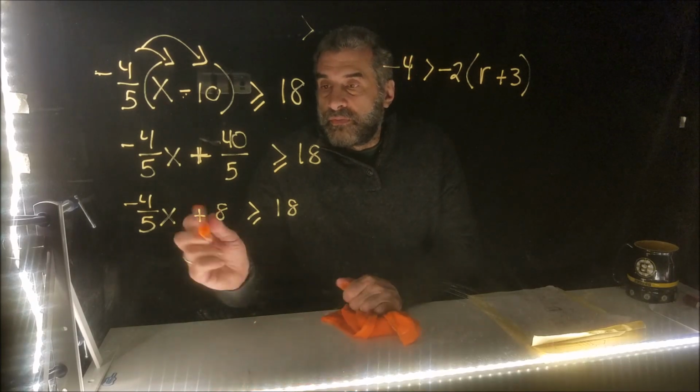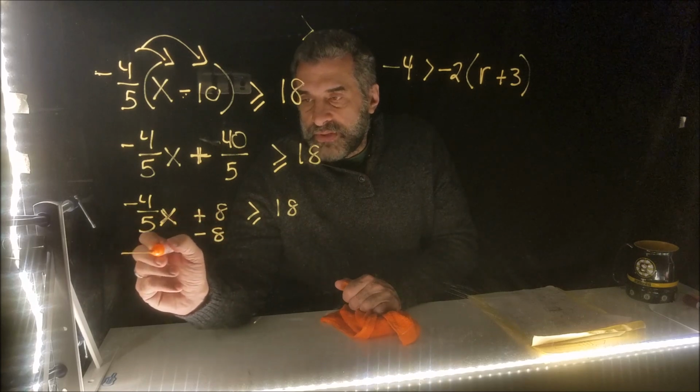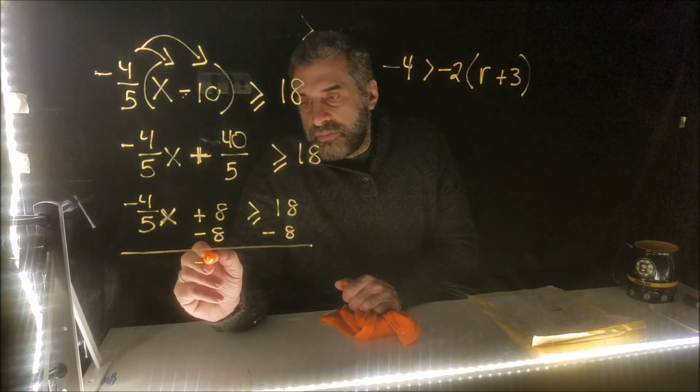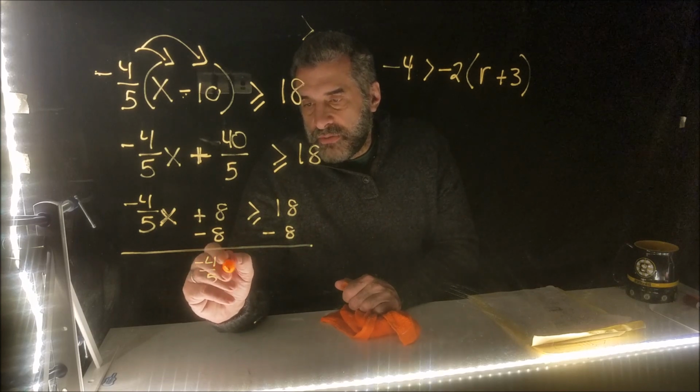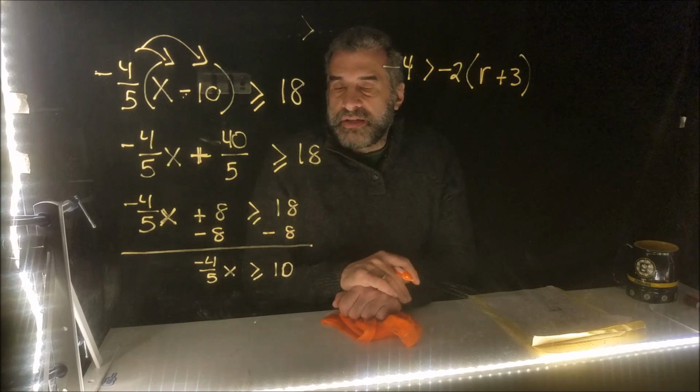So we have to make sure the x is by itself. This 8 is in the way, so we'll do the opposite operation. Whatever you do to one side, you do to the other. Bring everything down. Double check your work. We have a 10, because 18 minus 8 is 10.